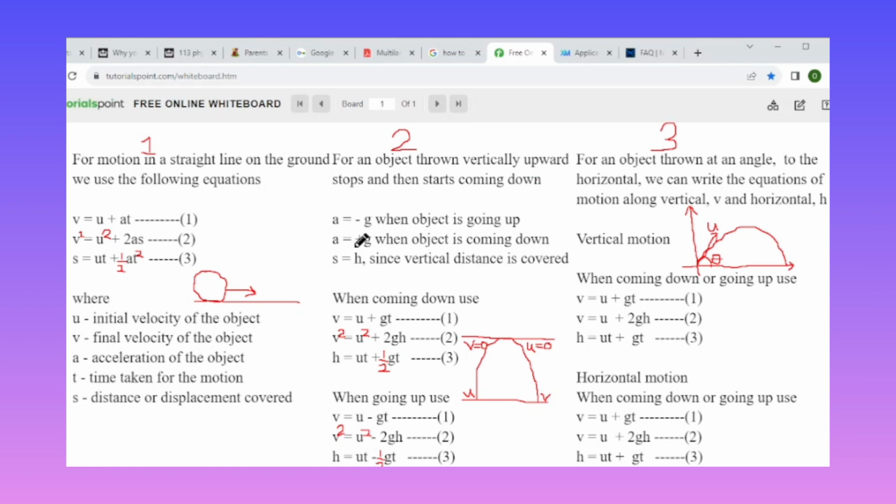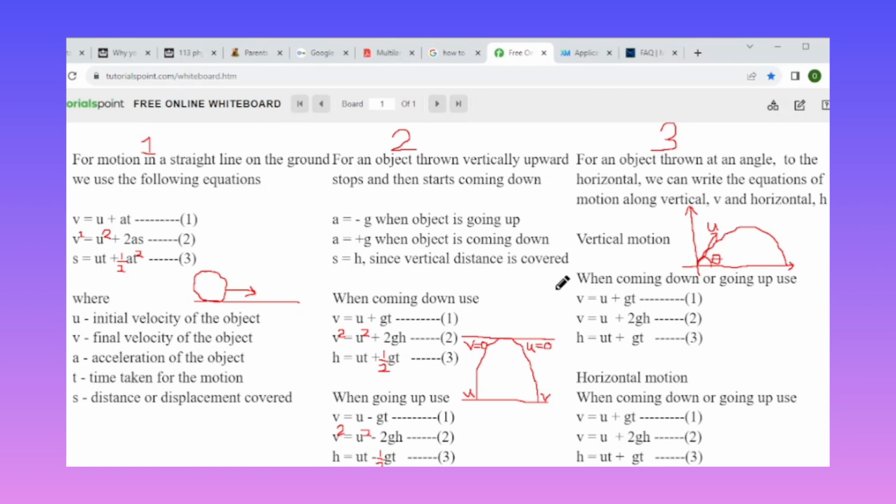A is equals to minus g. We take our a to be minus g when the object is going up. We take a to be equal to plus g when the object is coming down. And instead of our s, we will use h. This is because vertical distance is covered.